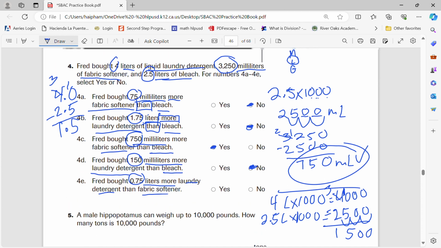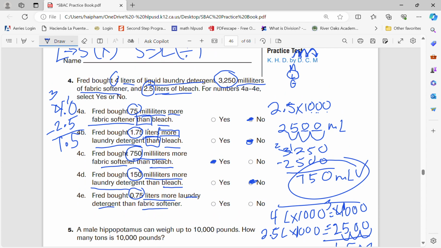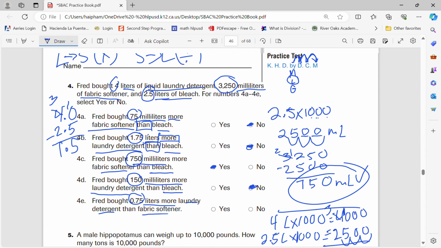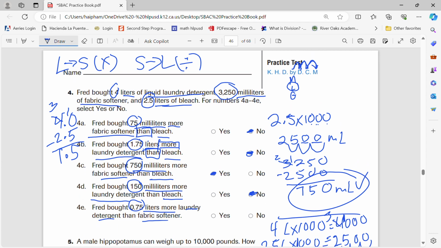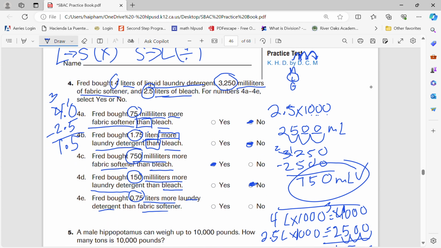Okay? Now, the last one, for E, we have Fred bought 0.5 liters more laundry detergent than fabric softener. So here we're speaking in liters again, but we need to convert our fabric softener into liters. So we have milliliters to liters. So now we're going from a smaller unit to a larger unit, which means we are going to divide. So let's go ahead and divide our 3,250 by 1,000. So that just means the decimal point will move 3 times to the left this time. 1, 2, 3.